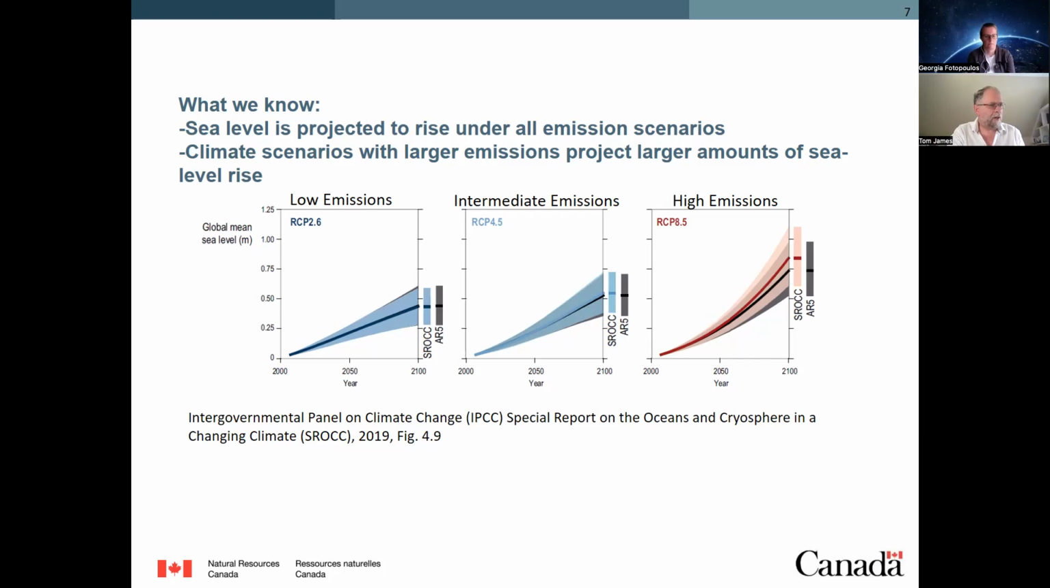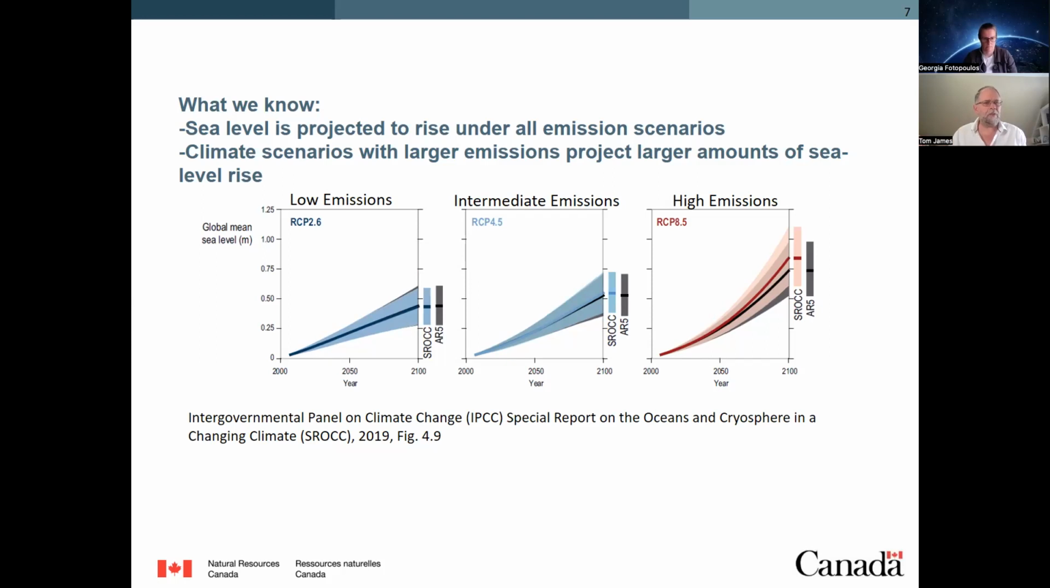These are plots of global sea level change, averaged over all of the world's oceans. What we know is that sea level is projected to rise under all emission scenarios, going from a low to a high. And we know that climate scenarios with larger emissions project larger amounts of sea level rise. The connection there is pretty direct. Larger emissions means more carbon dioxide and other greenhouse gases in the atmosphere, therefore trapping more heat. Therefore, atmospheric temperatures are larger. That temperature is transferred to the ocean, and the ocean warms and expands.